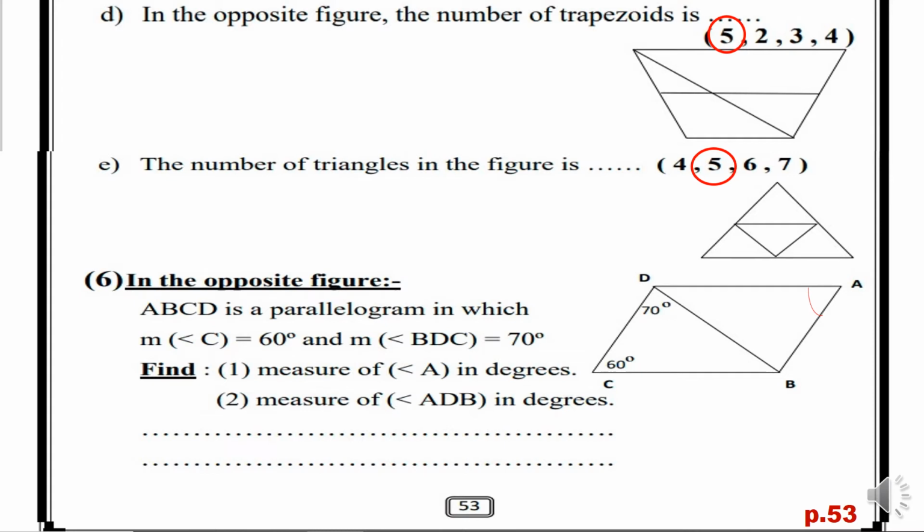Measure angle A is equal to measure angle C, equal to 60 degrees, as they are opposite angles. And measure angle ADB: I have 2 consecutive angles, their sum is equal to 180 degrees. So to get ADB, I will make 180 minus (70 plus 60), which equals 50 degrees.